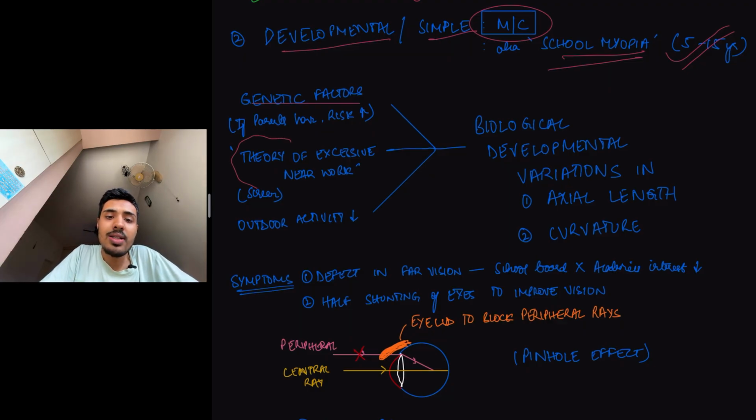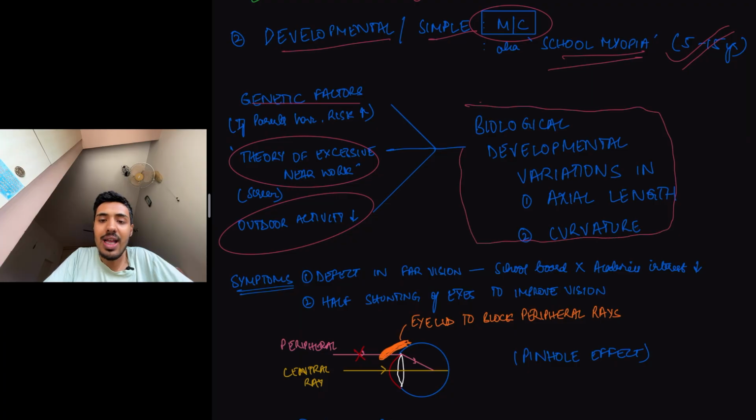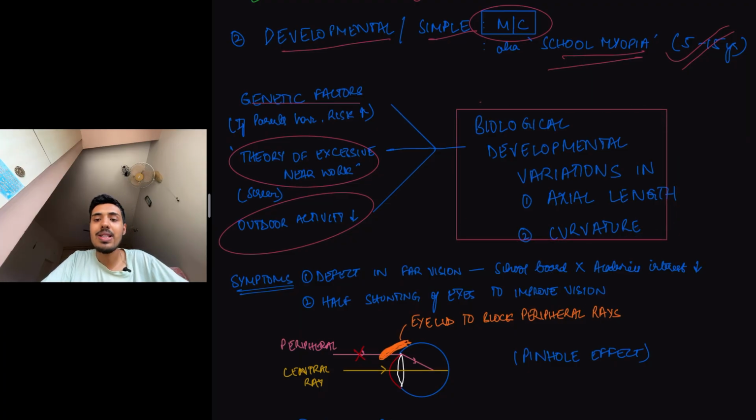Then there is something known as theory of excessive near work. Basically, during the developmental age, that is 5 to 15 years old, if they're looking excessively at their screen with minimal outdoor activity, then what happens? There is excessive near work. This can also cause biological developmental variations in the axial length or the curvature. There are certain variations where the axial length becomes more than normal, the curvature becomes more than normal because of this excessive near work, genetic factors, etc.